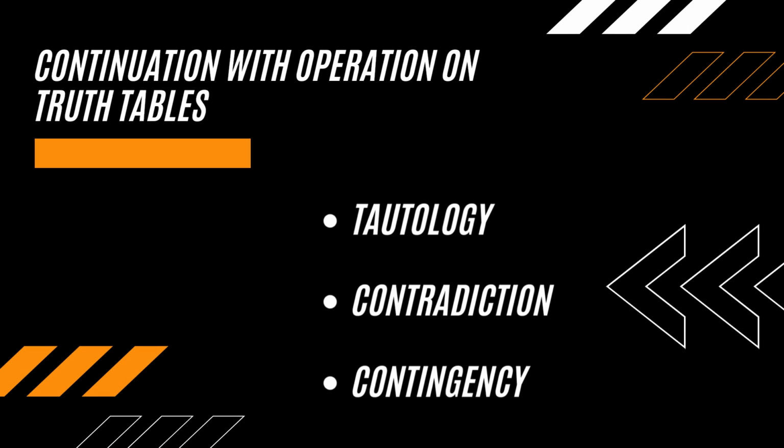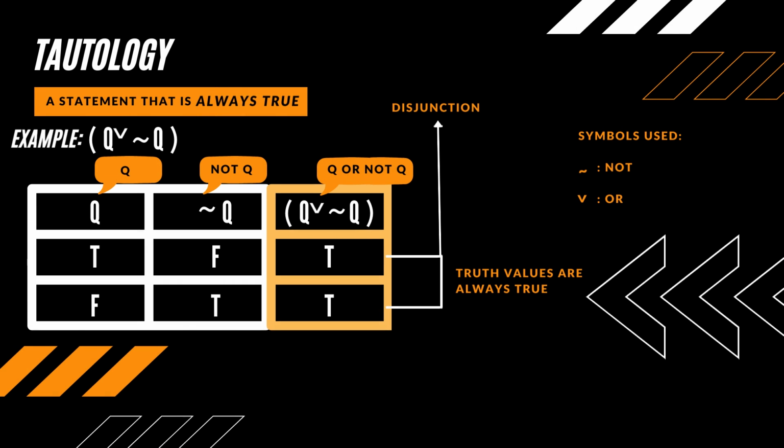But this week, we will have the continuation with operation on truth tables. This discussion is divided into three respective parts: tautology, contradiction, and contingency. First, let's start with tautology. Tautology is a statement that is always true.